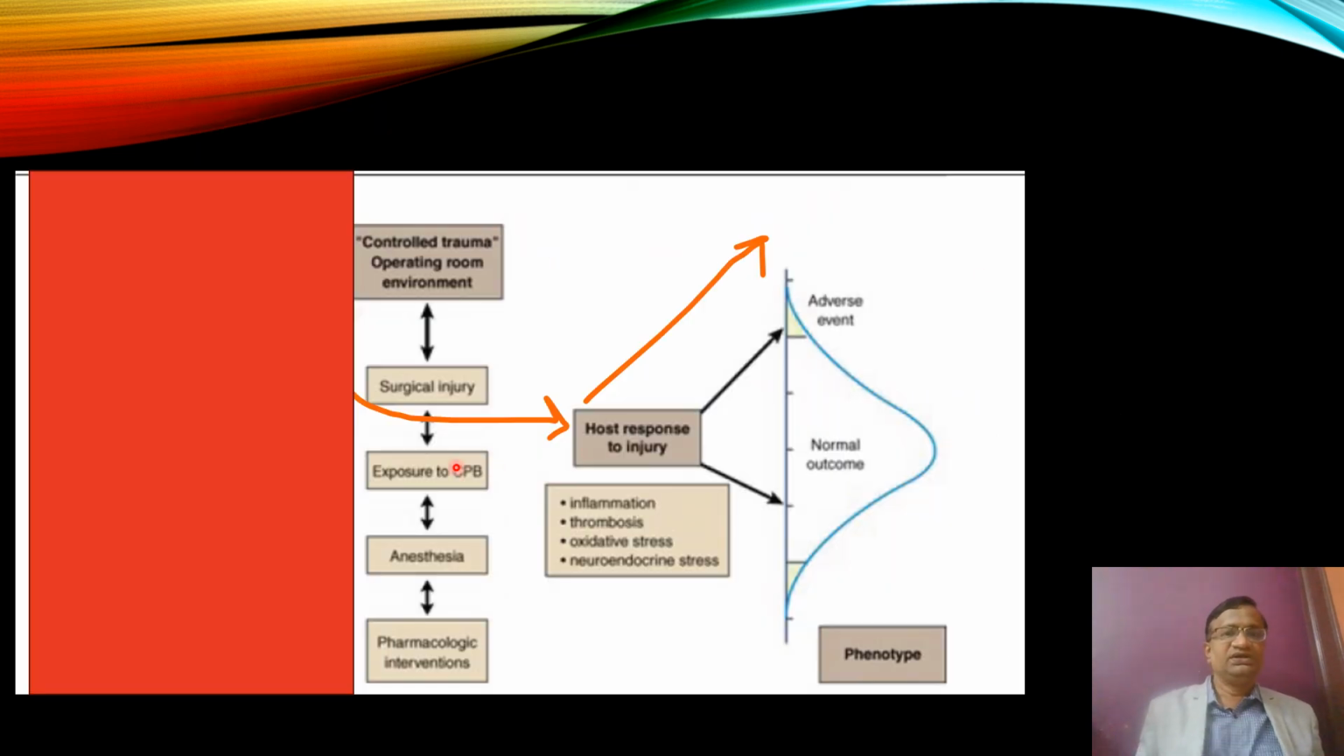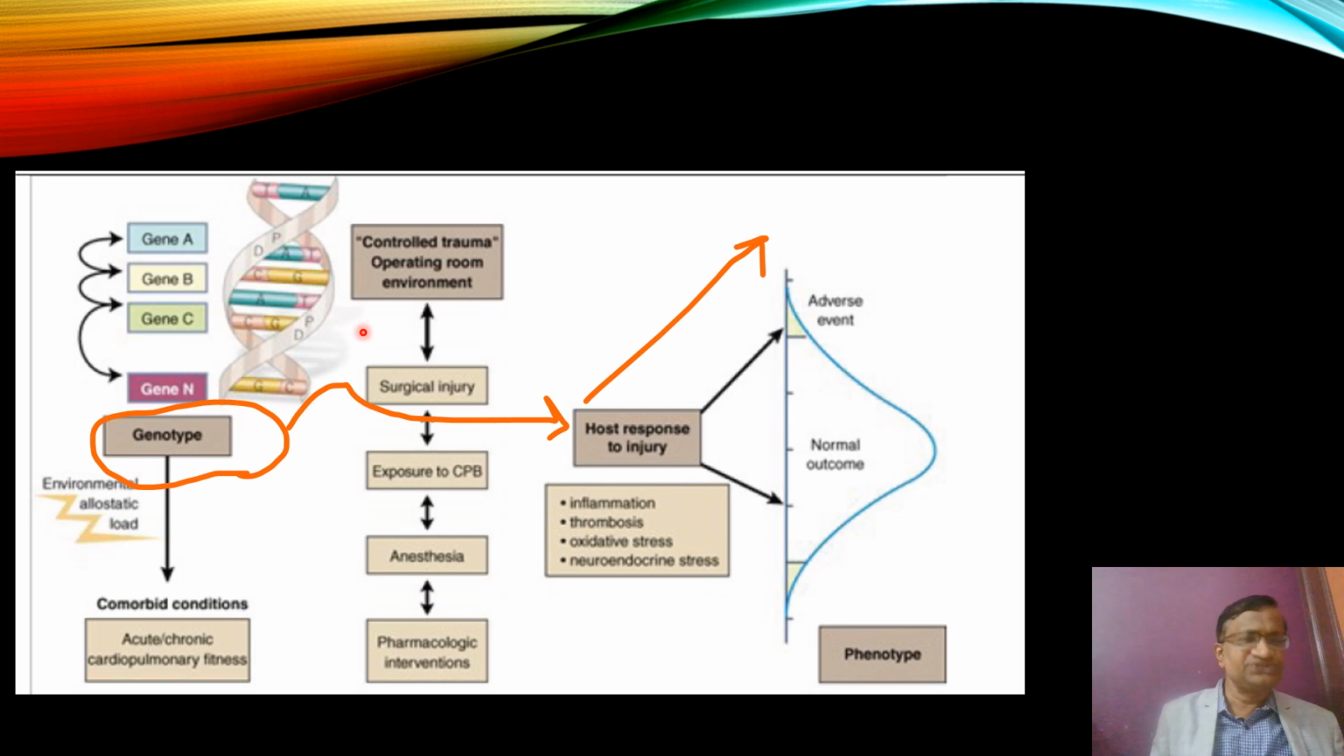Now we know surgery is a controlled trauma. It's a controlled trauma, it's not like an accident. Operation is a controlled trauma. Now, the operating room environment, a surgical injury, exposure to bypass, anesthesia, drugs, and host response. What is the adverse event? The adverse event may be a cognitive dysfunction, a myocardial injury, or a bleeding problem. So this is the normal outcome, that is what I told you, the phenotype. So all these things are there. But if you see, the genotype can also influence the host response to injury.